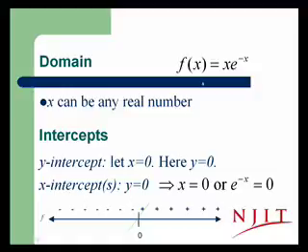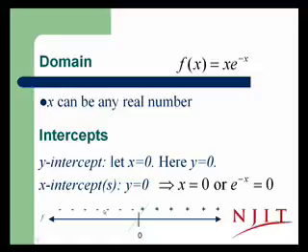X-intercepts, well, where can y equal 0? Y equals 0 where either x is 0 or e to the minus x is 0. But e to the minus x is never 0, so just where x equals 0, which gives us that same point. X equals 0, y equals 0 is both the x and the y-intercept.